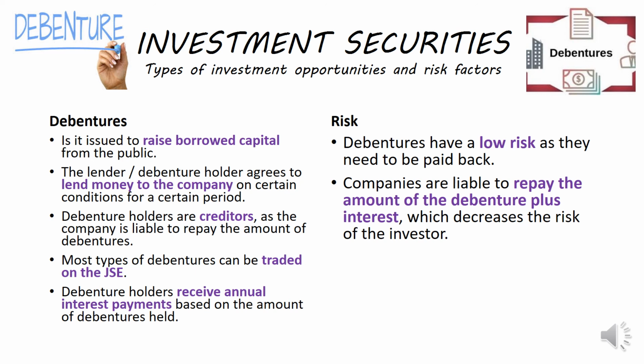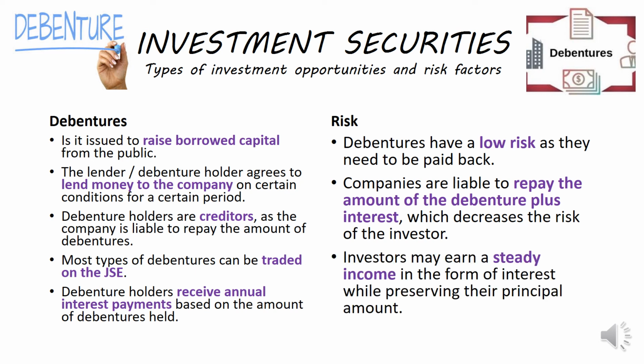Right, and also they're liable to repay the amount of the debentures plus the interest. Okay, as I said, if I lend them 5,000 Rand for 5 years, every single year I am going to be earning my interest, passive income. And after the 5 years, they are also going to give me my capital amount back. So I get my money back plus interest.